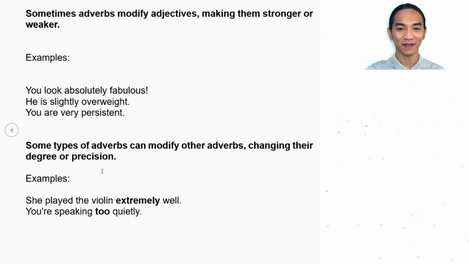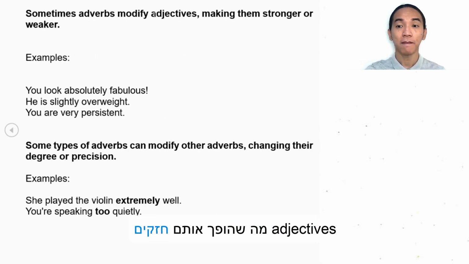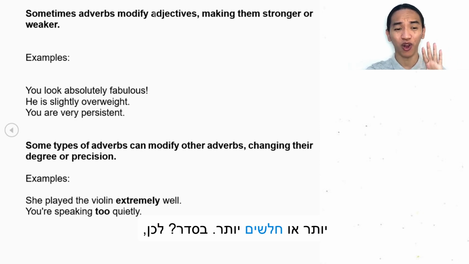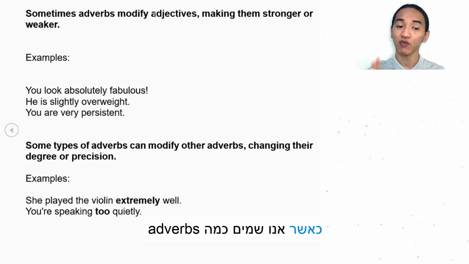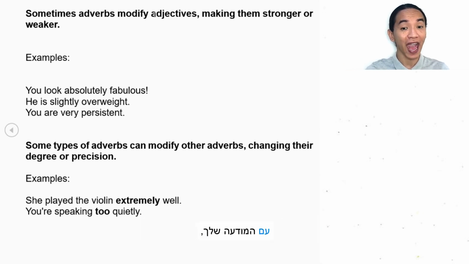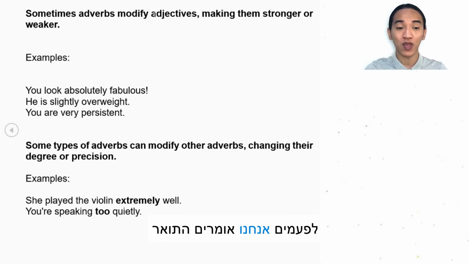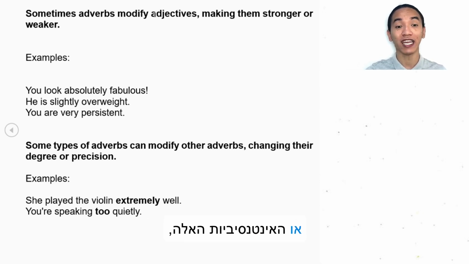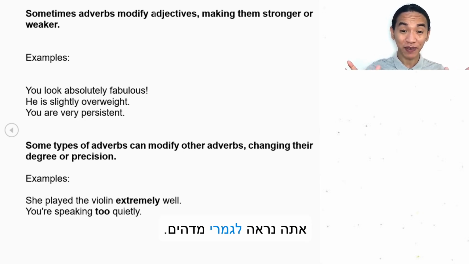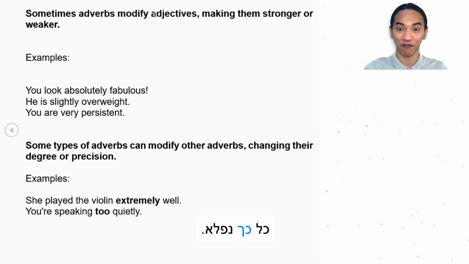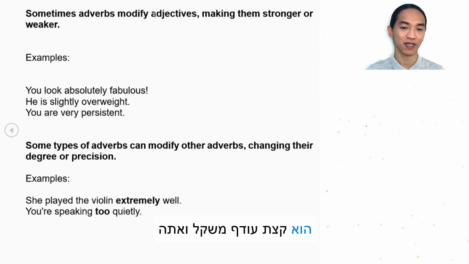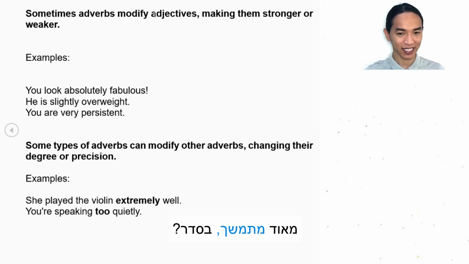Okay? Now, some adverbs modify adjectives, making them stronger or weaker. So when we put some adverbs with your adjectives, sometimes we tell the degree or intensity of that adjective. You look absolutely fabulous. So very fabulous. He is slightly overweight, a little bit. And you are very persistent.